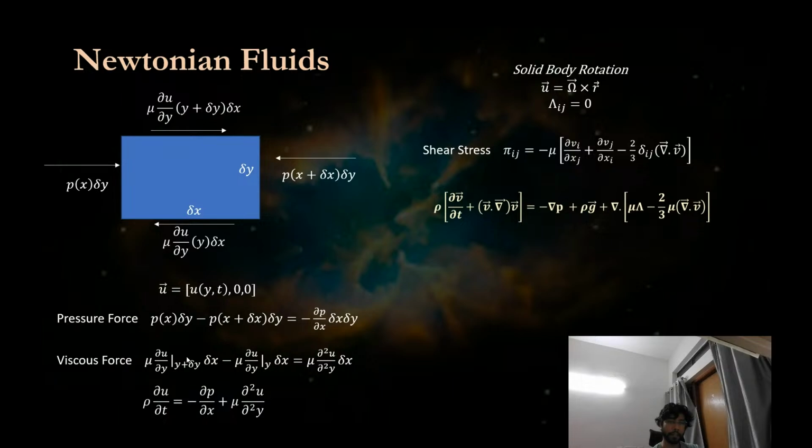Similarly, we can write the viscous force from the stress that we calculated over here. And this will turn out to be mu del square u del square y del x. So this is the force due to the viscous stress, and it is given by mu del square u del square y. And this is how the momentum balance equation will transform in the presence of viscous forces, right?